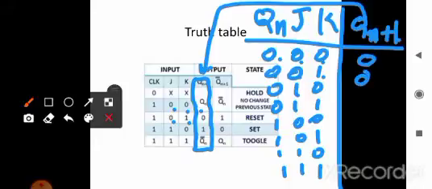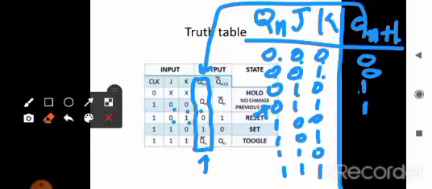When J is equal to 1 and K is equal to 0, it will be 1 here. See, it is 1 here. Then when J is equal to K is equal to 1, what will be the value? It will be Qn complement. See, what is the value of Qn? It is 0. Qn complement means it is 1 here.